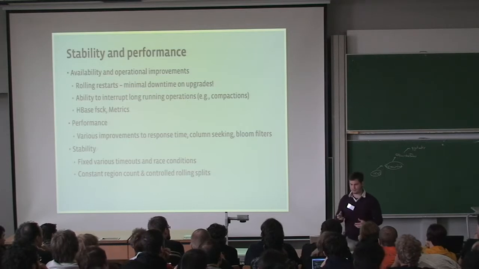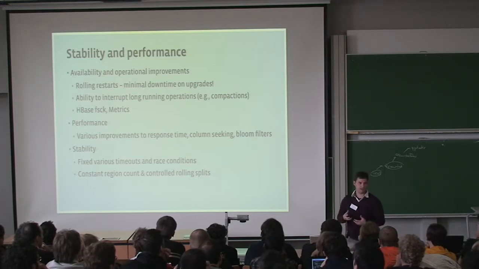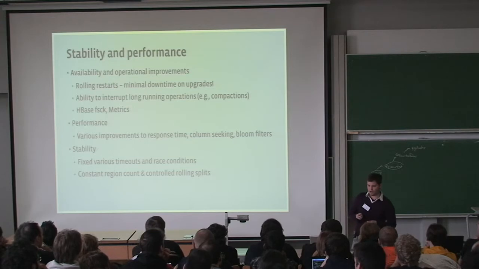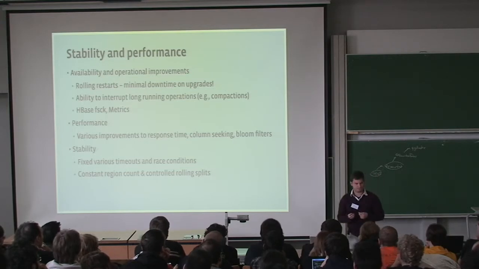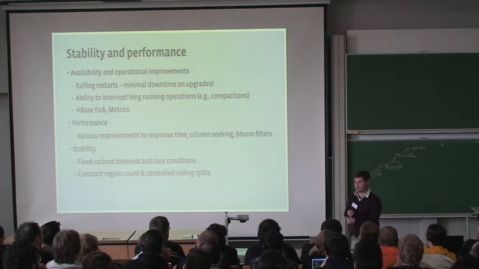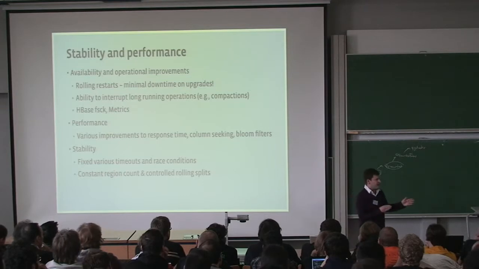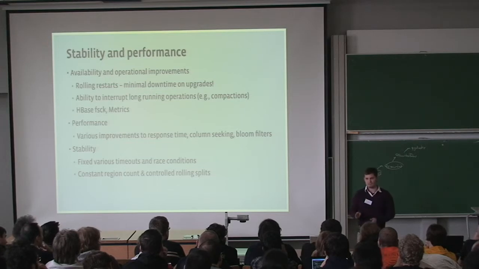Like I said, performance, you have Bloom filters, column seeking. A lot of this stuff was making sure that we minimized our disk seeks, making sure that we parallelized in the right locations, really looking at our exact use case, and instead of just adding a bunch of features that look cool, adding features that would help us launch Facebook Messages.